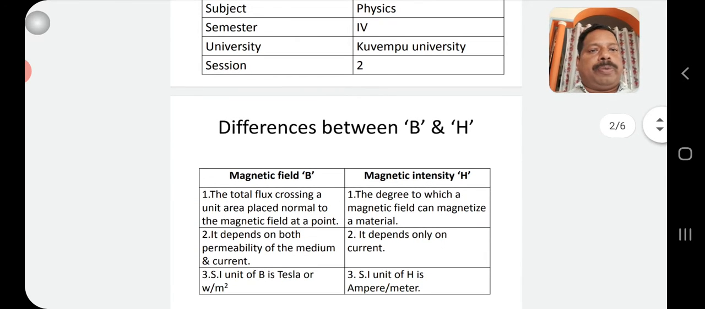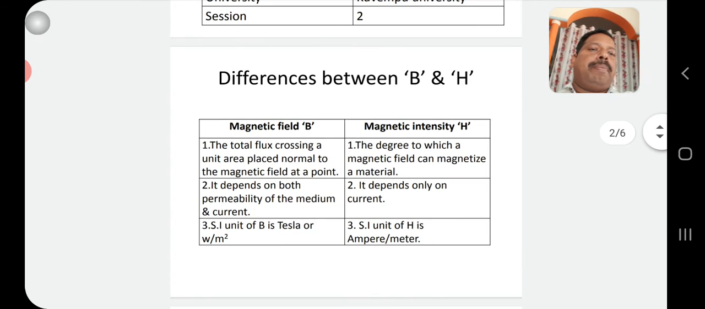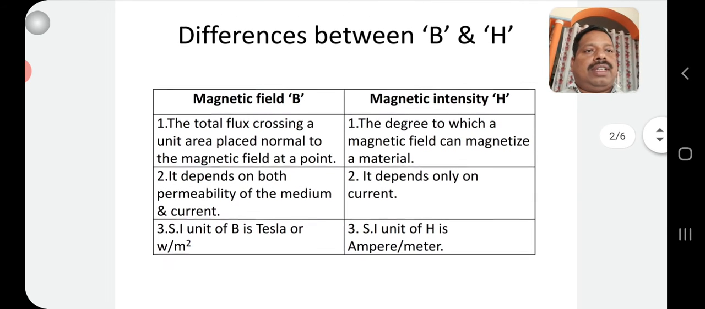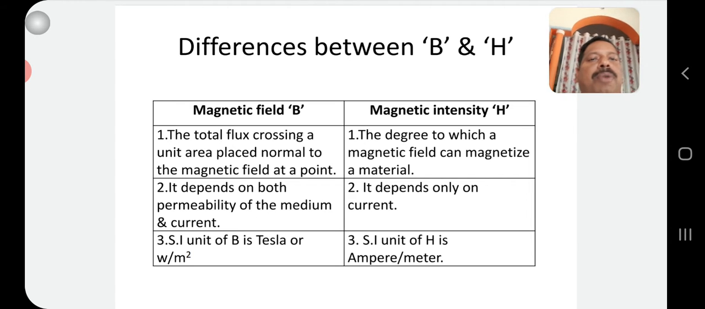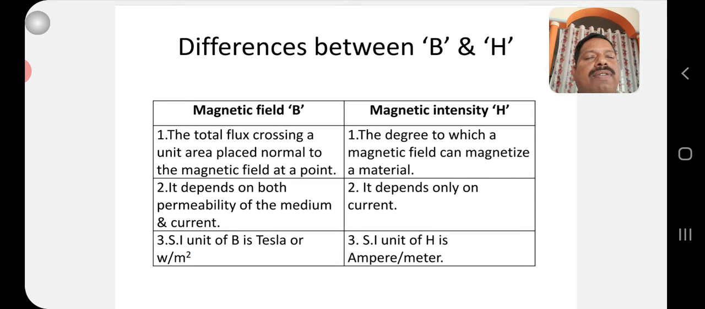Now I am going to give the differences between B and H, that is, magnetic field B and magnetic intensity H. The first point is the definition itself. The total flux crossing a unit area placed normal to the magnetic field at a point, that is what we call the magnetic field or magnetic flux density.